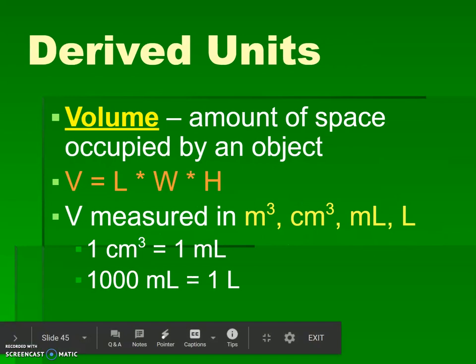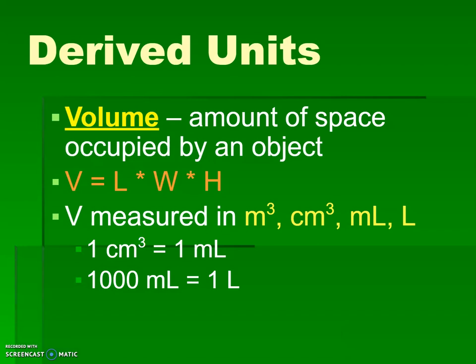Okay, so just to review, volume is the amount of space occupied by an object. So that is going to be your three-dimensional space. In math class, you probably did volume equals length times width times height, or of an object, base times width times height. Volume will be measured in meters cubed, centimeters cubed, milliliters, or liters.